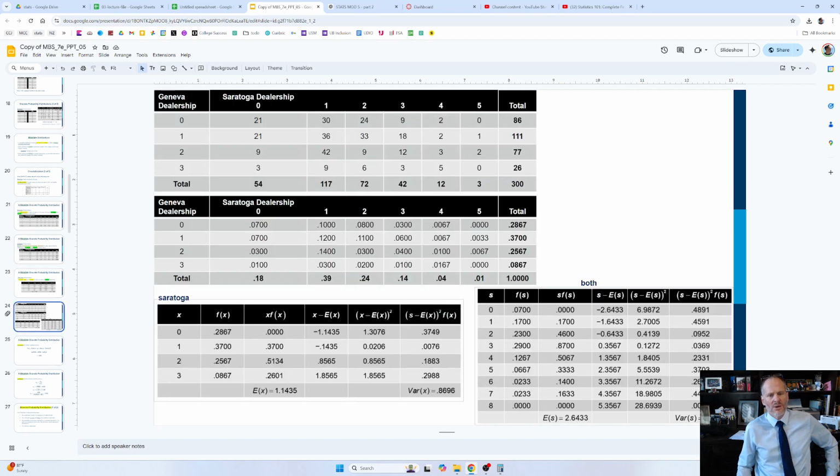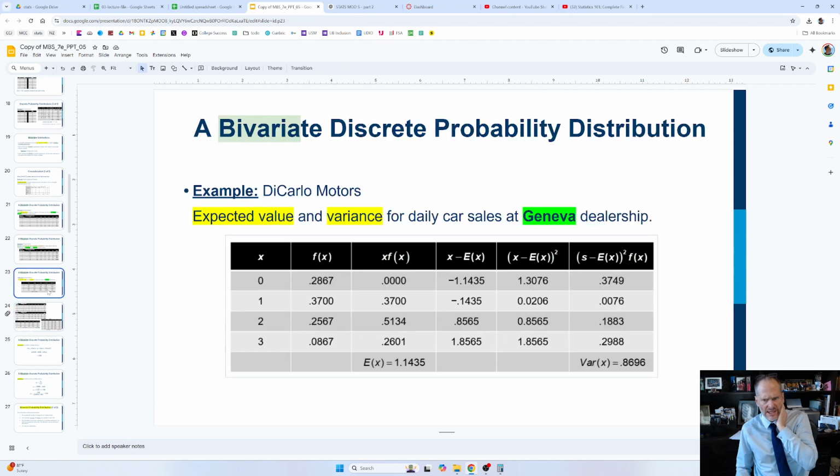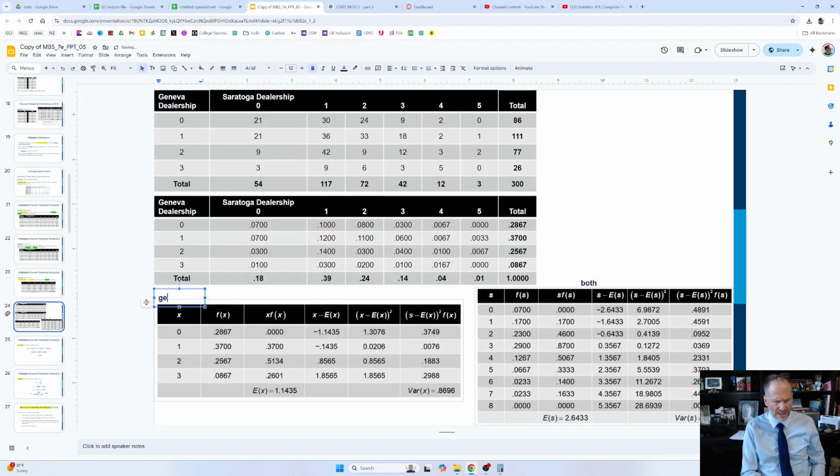So here are all those tables that we just saw, 1, 2, and 3 right here. And then here we have both of them. And so that was for, I'm sorry, that was for Geneva, not Saratoga. So I need to do Geneva here. 3749, 3749, 076, 076, 8696. Yep, so that's Geneva. So I'm going to put Geneva here. And now we could calculate it for both of them.